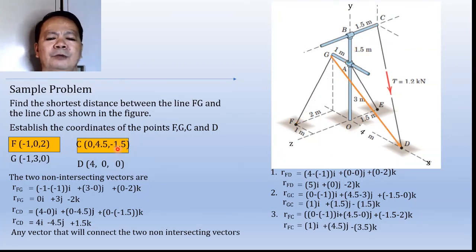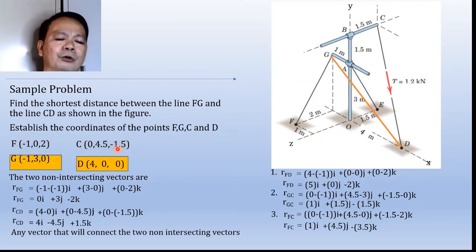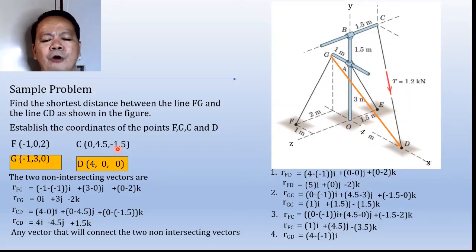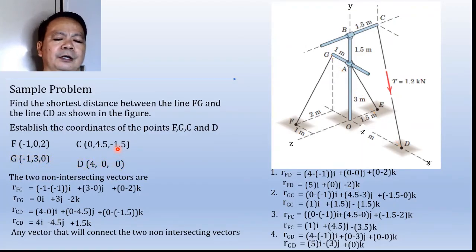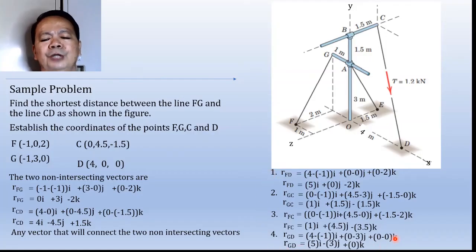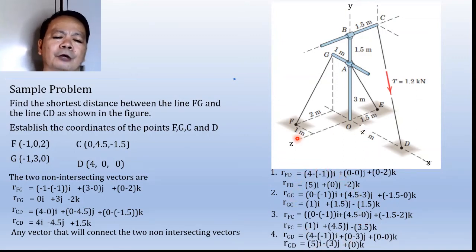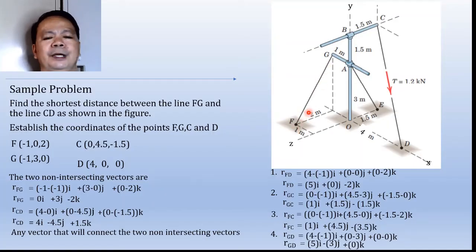Or we can also have this one, so that we have this as our coordinate, and when we solve for RFD, we have 4 minus -1 i plus 0 minus 3 j plus 0 minus 0 k. And so we have 5i minus 3j plus 0k. So any one of these vectors that joins the two non-intersecting vectors can be used, so that when this is projected along the direction of the cross product of the two non-intersecting vectors, then we will be getting the distance between the two non-intersecting vectors.